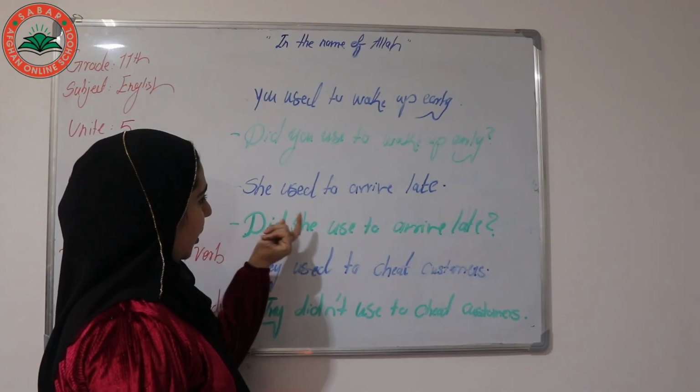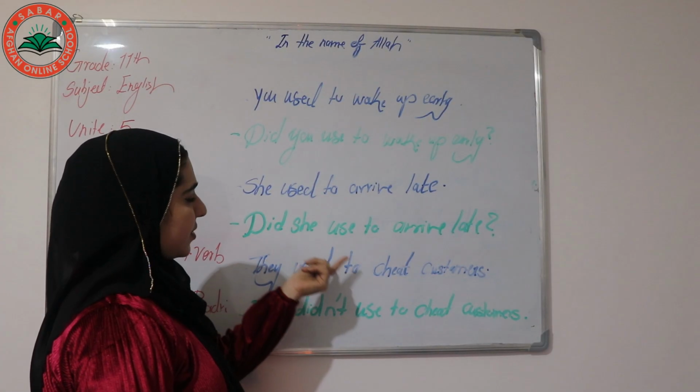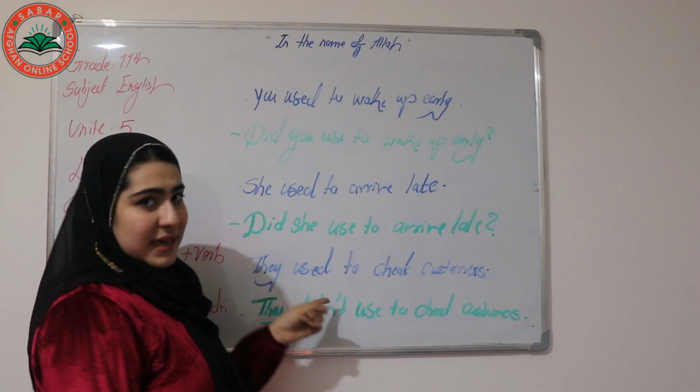The next one. She used to arrive late. Did she used to arrive late? The next one. This is the negative form.